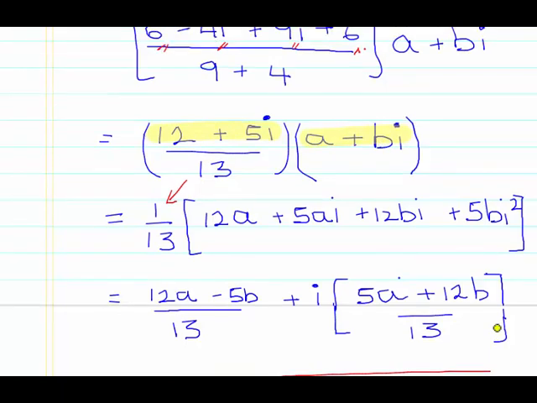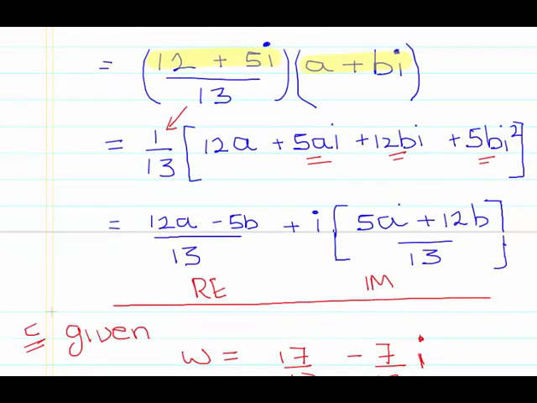So 12a plus 5ai, plus 12bi plus 5bi squared, which is minus 5b. So essentially what we do is bundle them up, and that's the real part, and that is the imaginary part there. So it's not particularly neat, but that is the answer we're looking for.